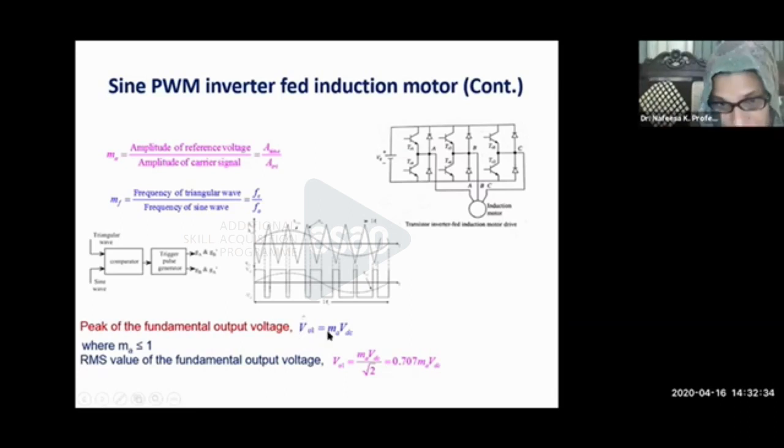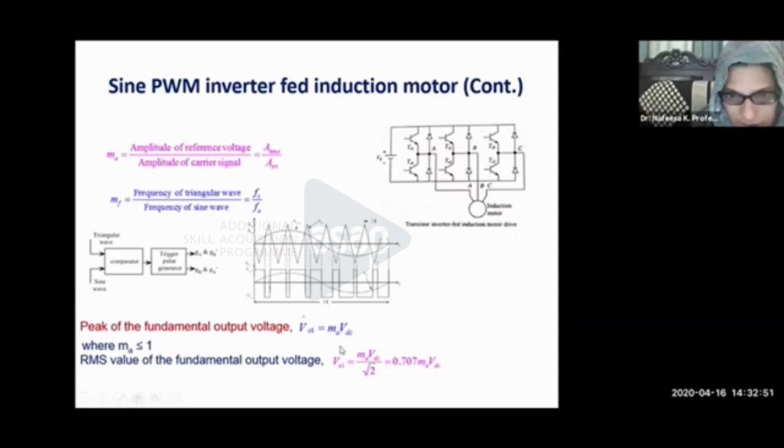VO1 peak is equal to MA VDC. What is MA? MA is the modulation index. Usually in the normal case, in these operations, the value of MA is less than or equal to 1. That is, the maximum value is 1. Usually it will be less than 1.